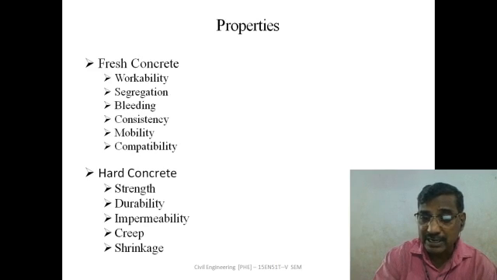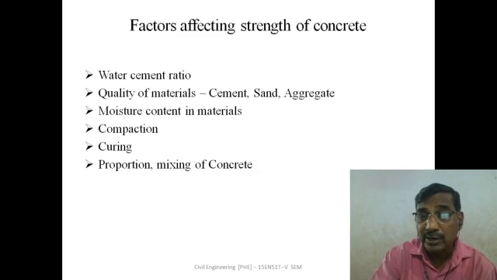And shrinkage happens because of the liberation of heat in the concrete mass. When cement comes in contact with water, hydration of cement takes place. That is, 1 gram of cement will liberate 15 joules of heat after the reaction. So because of liberation of heat, concrete will shrink. Cracks will be developed in the concrete. So these are the important properties of fresh concrete and hard concrete.